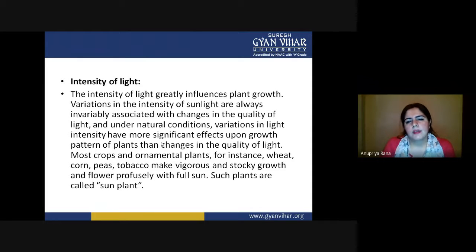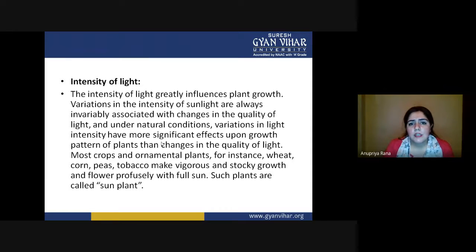Intensity of light. Now this is a little different from just having the light. Intensity, you can measure it. Winter also has sun and summer also has sun. Both times we have the sun in the sky. But in the winter, we do not feel the temperature at that level as we feel in summers. So this thing is called intensity of light.